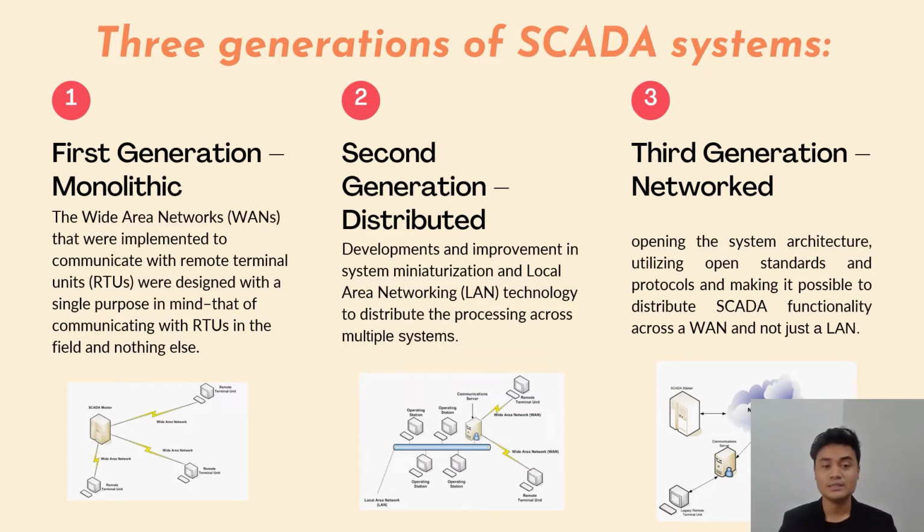And the second generation is distributed, which is developments or improvements in system miniaturization and local area networking, which is LAN technology, to distribute the process across multiple systems. And the last is the third generation, which is networked. It opens the system architecture, utilizing open standards and protocols, and makes it possible to distribute SCADA functionality across WAN and not just LAN. And there's a figure, you can see the first, second, and third generations.